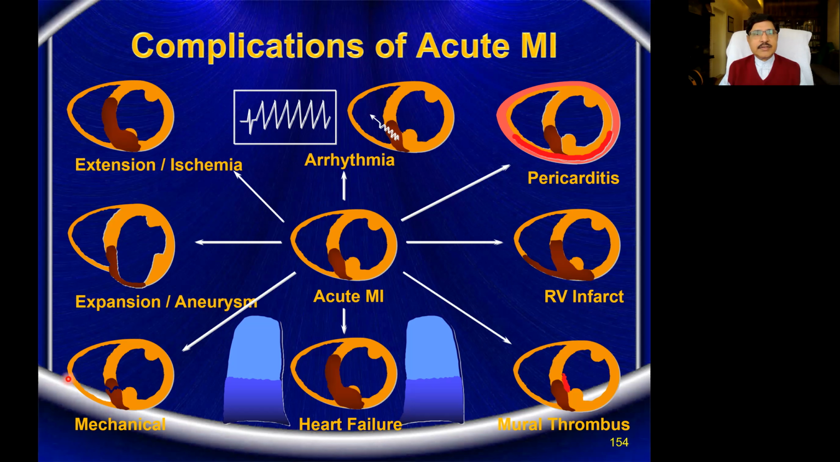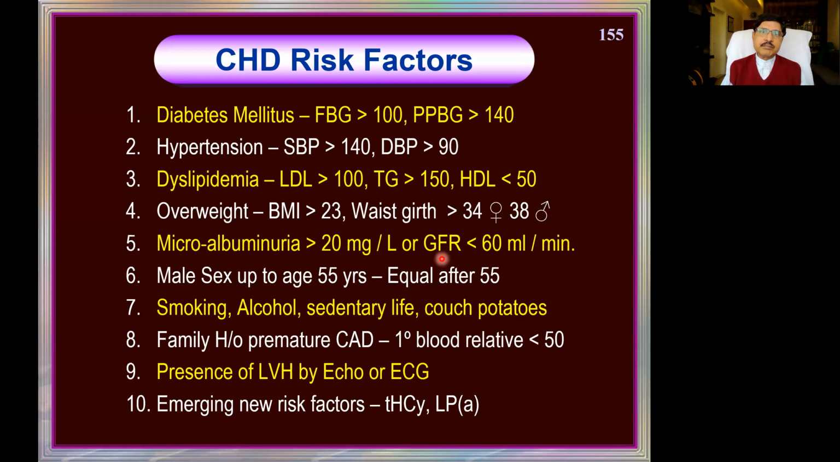Have you ever seen a slide of this nature which tells you all the complications? Extension, aneurysm, mechanical rupture, arrhythmias, pericarditis, RV infarct, mural thrombus, heart failure. These are the various things that can occur. So we need to understand acute myocardial infarction, take it seriously, treat the patient, and see that he doesn't get into any one of these things. It of course depends on the various presentations and also the underlying comorbidities. So immediately the comorbidities must be looked at.